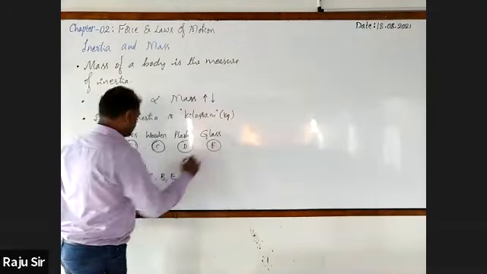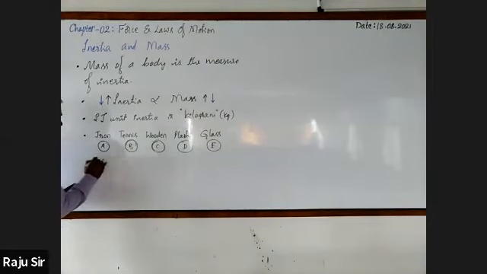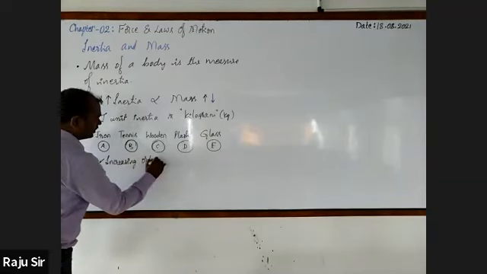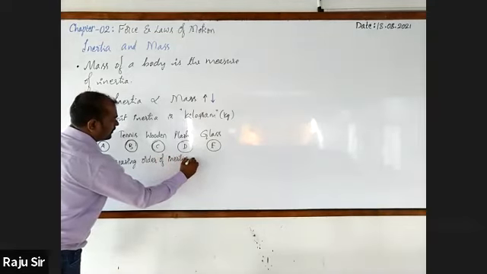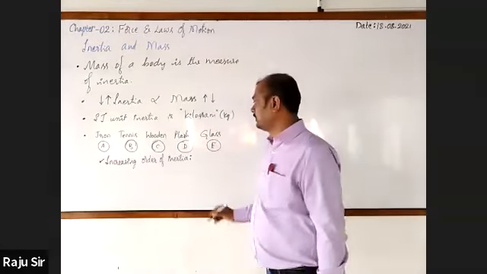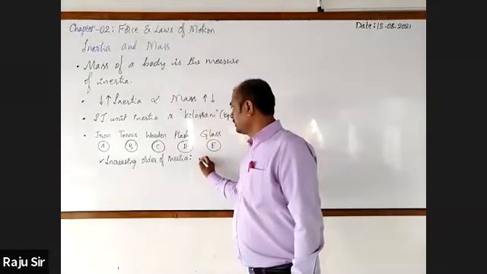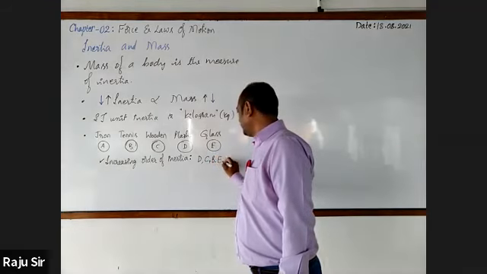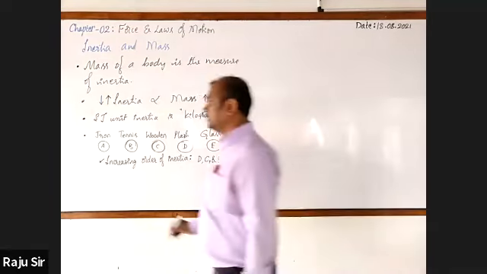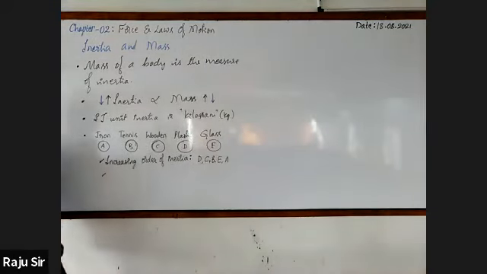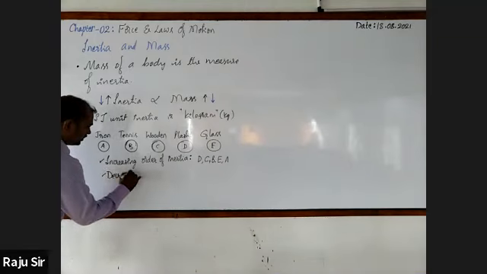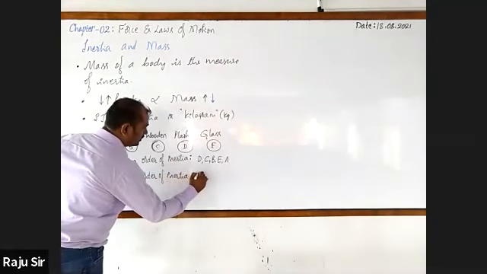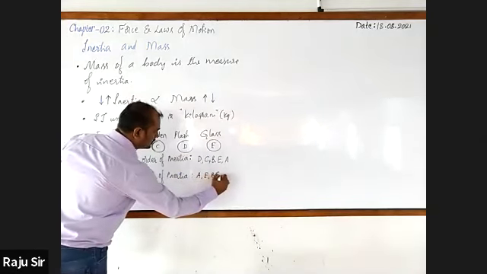Then with respect to this, here I'll write the first one. Increasing order of inertia. Once you tell. Get it? Next point. Decreasing order of inertia. A, E, B, C, D.